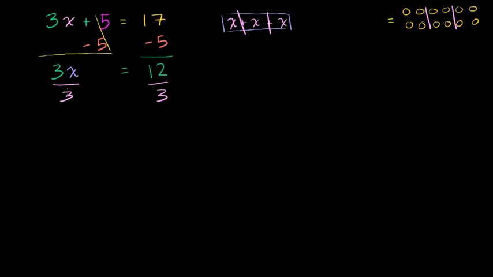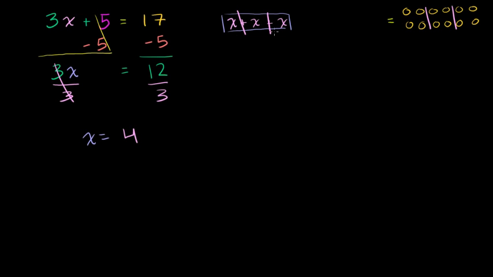So when you do it mathematically here, the 3's cancel out. 3 times something divided by 3 is just the something. So you're left with x is equal to, and then 12 divided by 3 is 4. You get x is equal to 4. And you get that exact same thing over here.